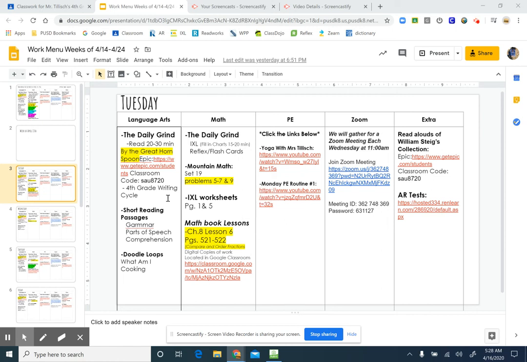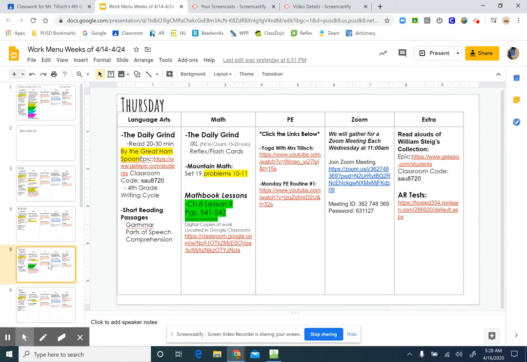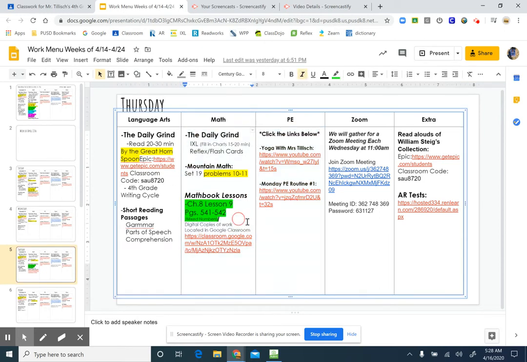Alrighty. So today is Thursday. So I'm going to go to my work menu for Thursday and I'm taking a look. What is the math book lesson for today? And the math book lesson for today happens to be chapter 8, lesson number 9. And as always, you can see down here at the bottom, this is a digital link to the pages that I am expecting you to complete for participation, okay?